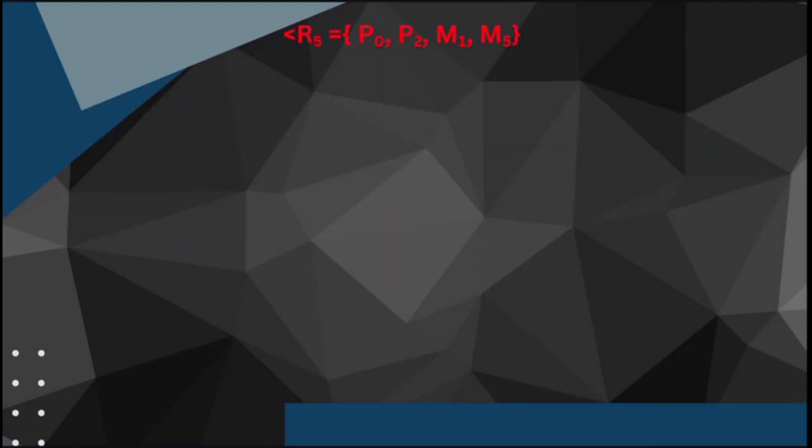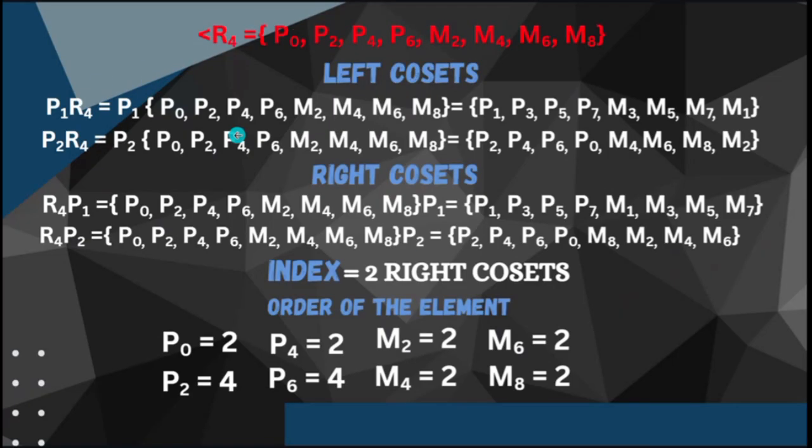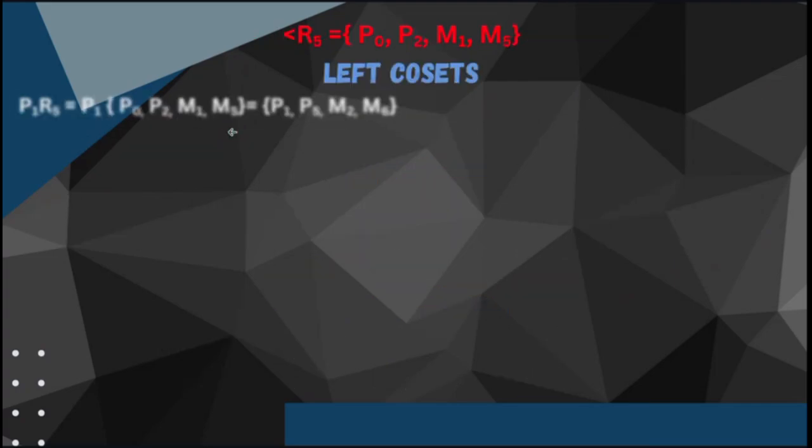For the next subgroup, we have R sub 5, whose elements are row sub 0, row sub 2, mu sub 1, and mu sub 5. For left cosets, we have row sub 1 multiplied by R sub 5. Here, the results are, sorry for that, row sub 1, row sub 5, mu sub 2, and mu sub 6.